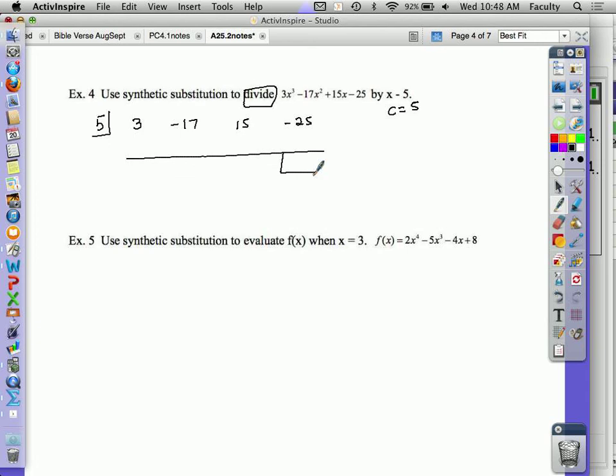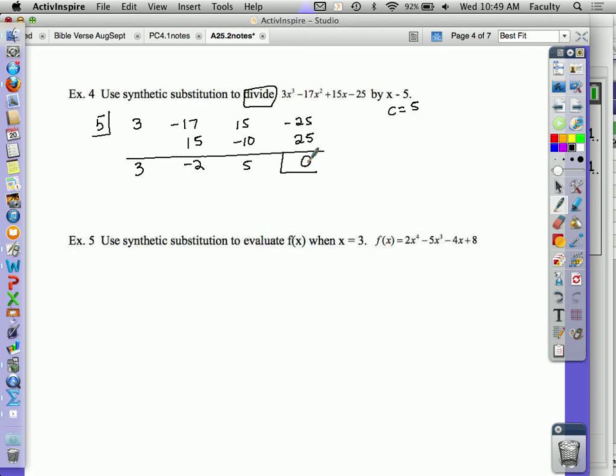You leave a row and then you make your box. So we're going to go through the process again. You bring down the first number, which is 3. 5 times 3 is 15. Add the column. 5 times negative 2 is negative 10, which is 5. 5 times 5 is 25. So I have a remainder 0, which means it went in evenly.